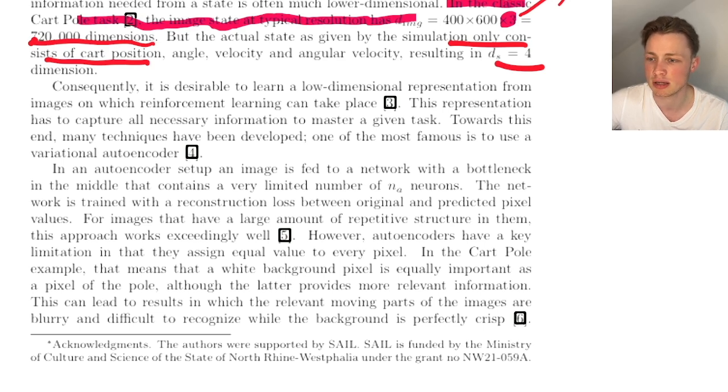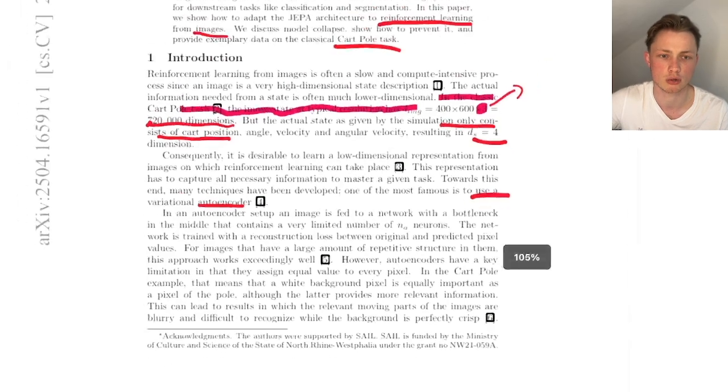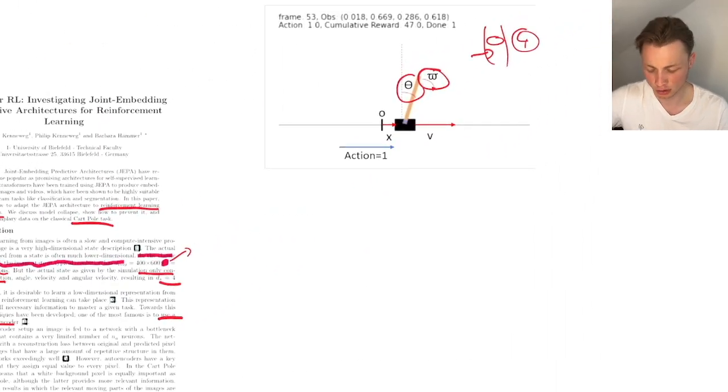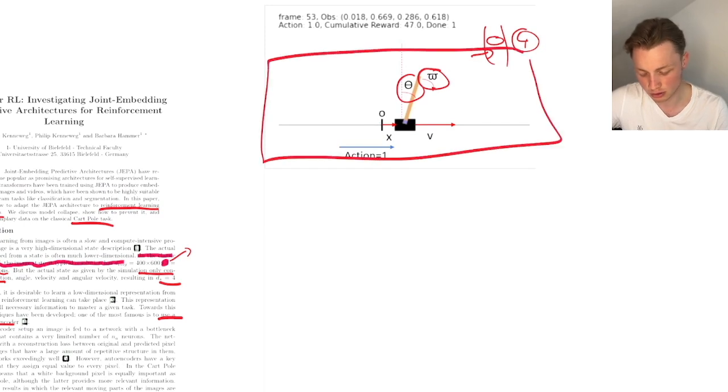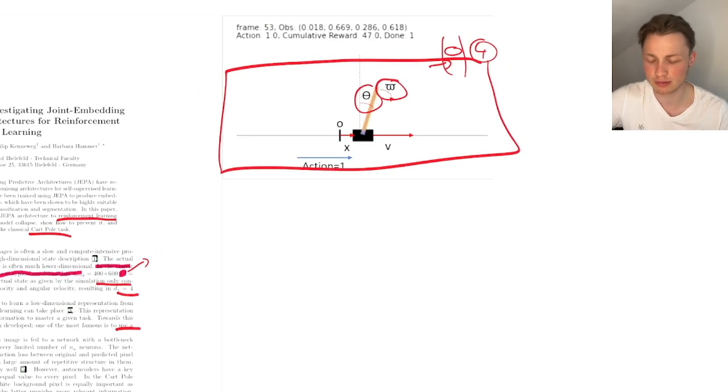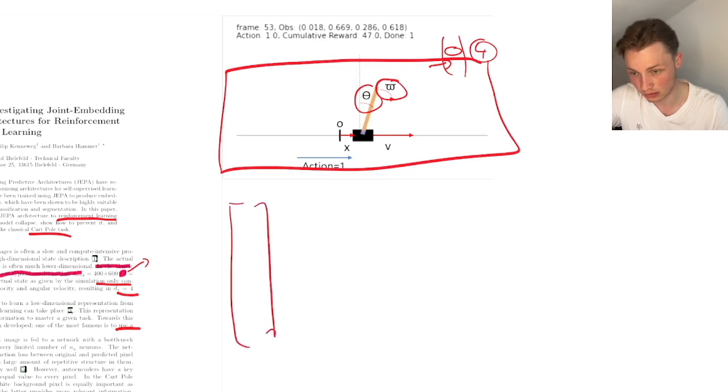Toward this end, many techniques have been developed. One of the most famous is to use a variational autoencoder or just a normal autoencoder. So what's the idea of an autoencoder? We want to bring this high dimensional space into a low dimensional space. This we could do very easily if we just flatten the whole image, and then we have, for example, here a very high dimensional space.